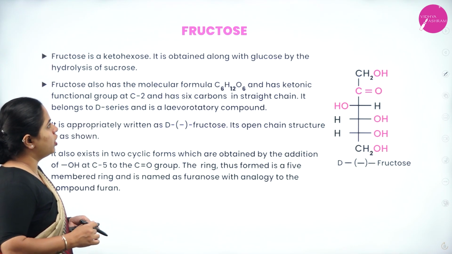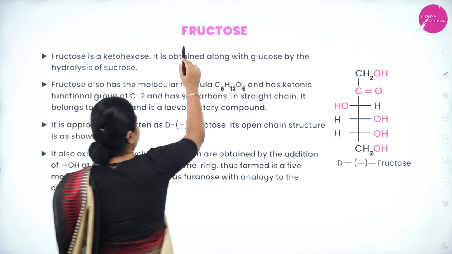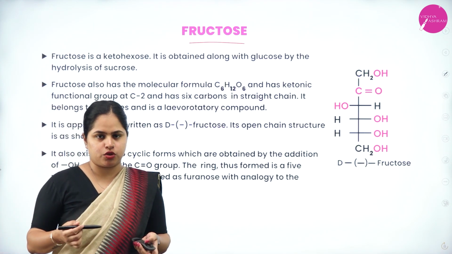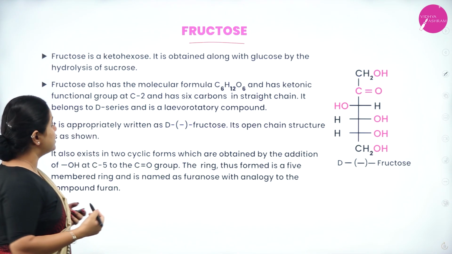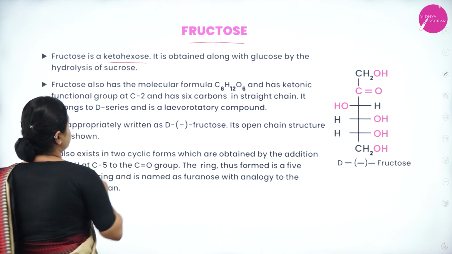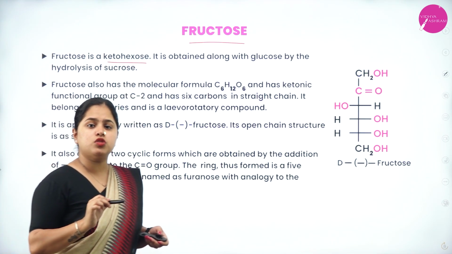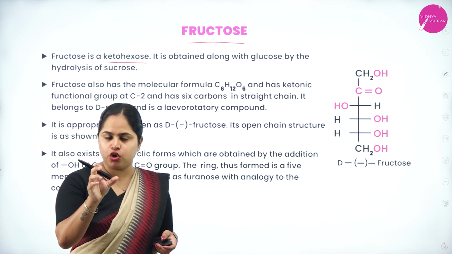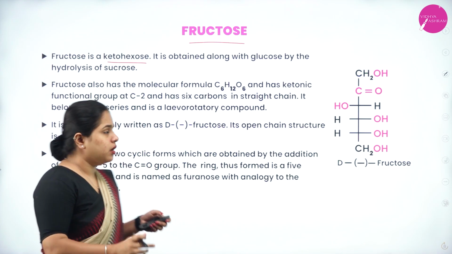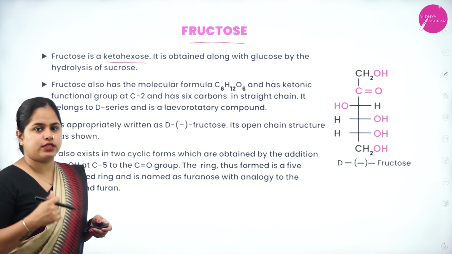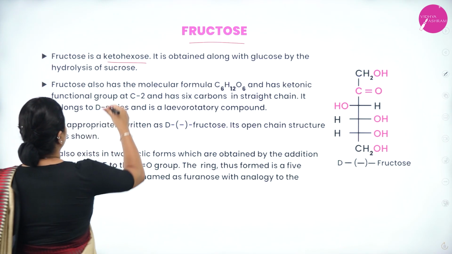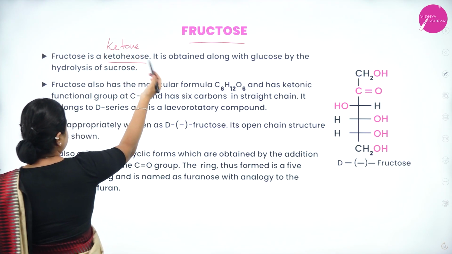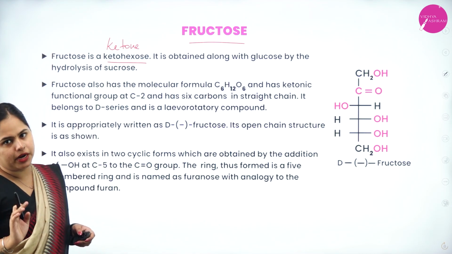Clear? Moving on to the next one, that is fructose. We have completed glucose already. So fructose is a ketohexose. Now, glucose was an aldohexose, that means it had an aldehyde group and 6 carbon atoms. But fructose is a ketohexose, that means the functional group present here is ketone. That is why it is ketohexose, and again 6 carbon atoms are present.